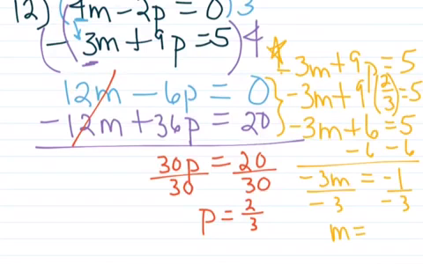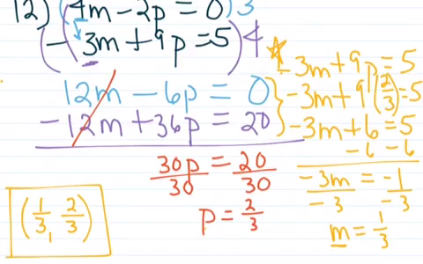So M equals 1/3. When they have letters other than X and Y, the standard convention, and by that I mean the most accepted or preferred notation, is to put them in alphabetical order. So M would come first because it's in the alphabet before P. So then our answer written as an ordered pair would be 1/3, comma, 2/3, which is the same answer I gave you just a moment ago.